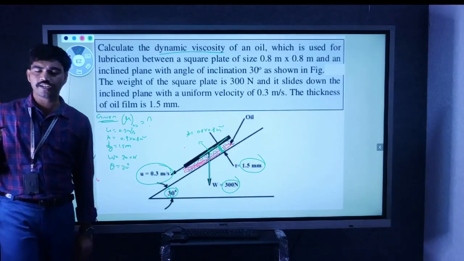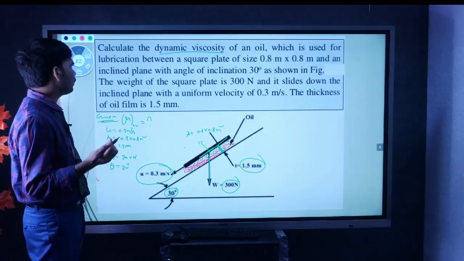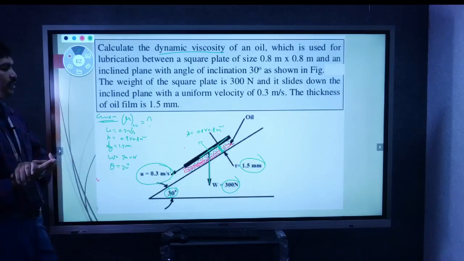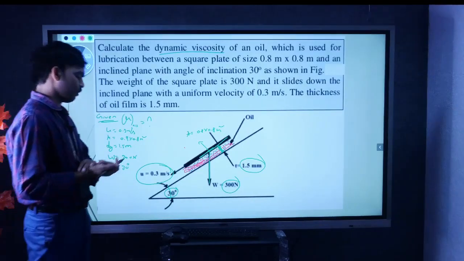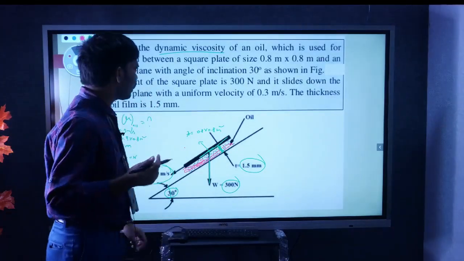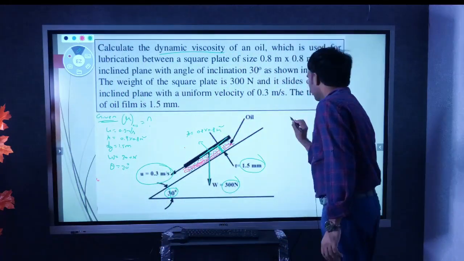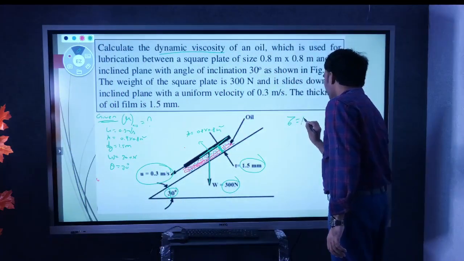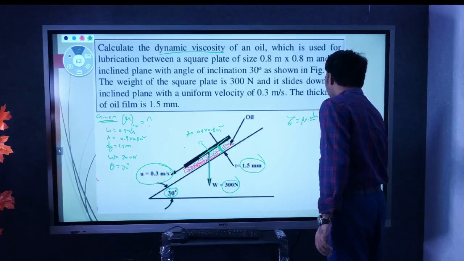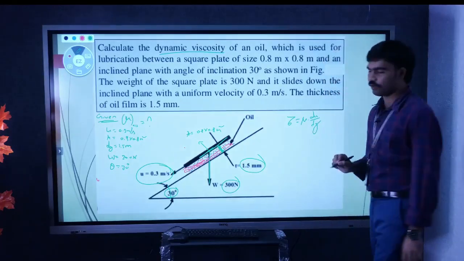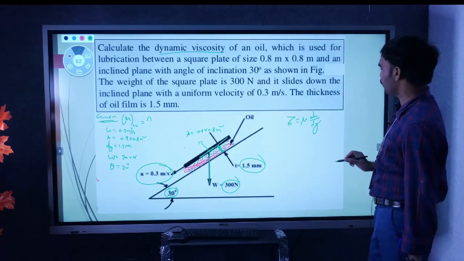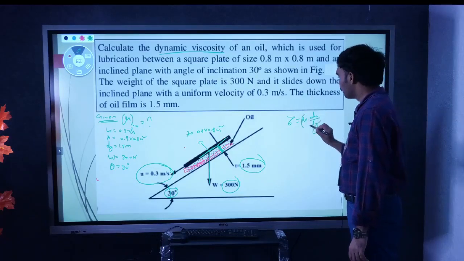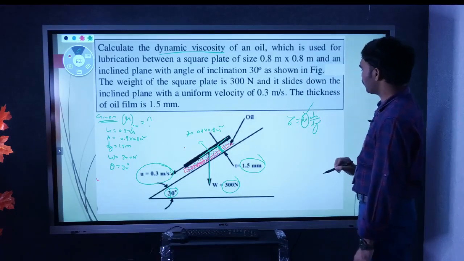So once you identify the given data, first you have to write the relationship between the known and unknown variables. What is the relation between known and unknown variables? Tau is equal to mu into du by dy. Tau is equal to mu into du by dy. What is mu here? Dynamic viscosity. That you have to find out.